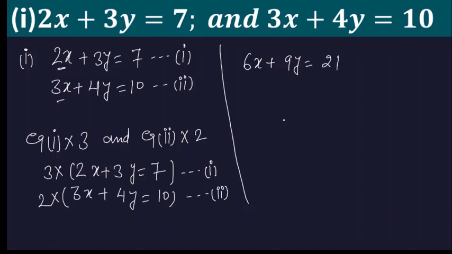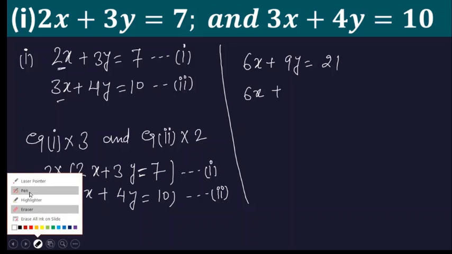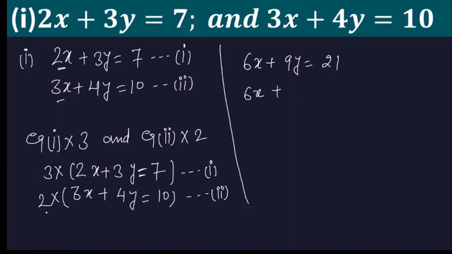And dear students, keep in mind, sometimes students forget to multiply the right hand side term by this number. This mistake should not be made by you. You have to keep in mind that we have to multiply the whole equation by the coefficient. So 2 3s are 6, 4 2s are 8, is equal to 20.